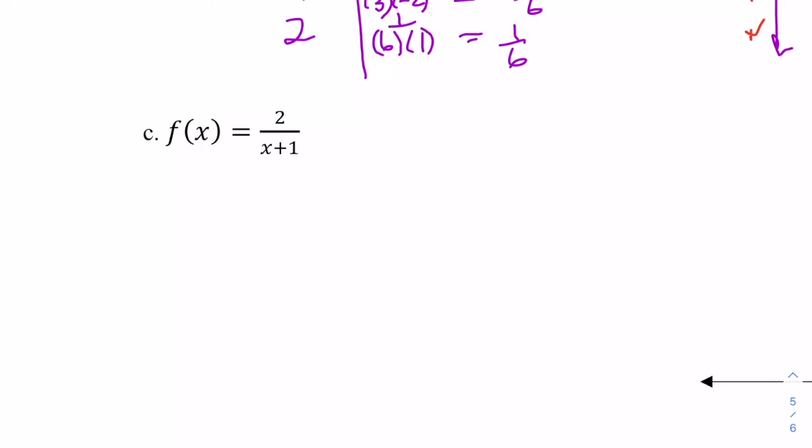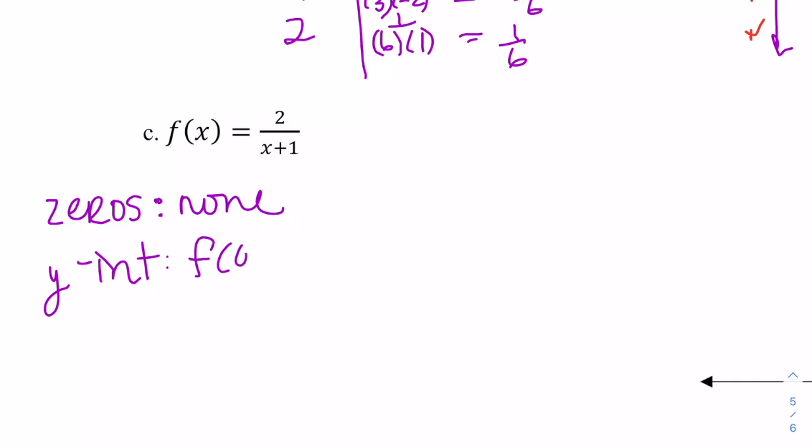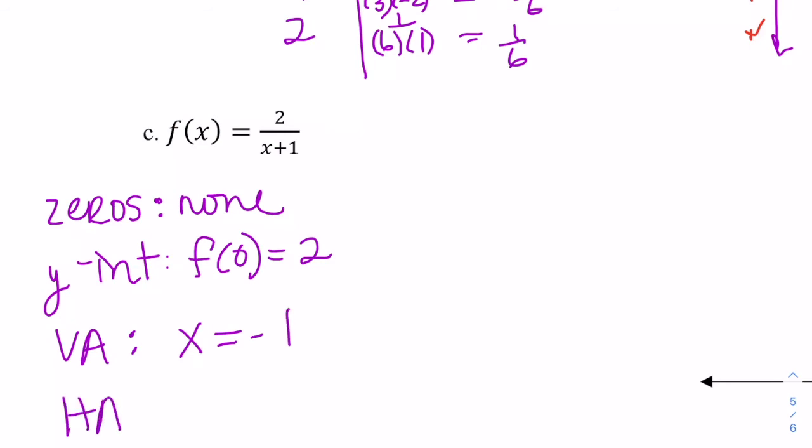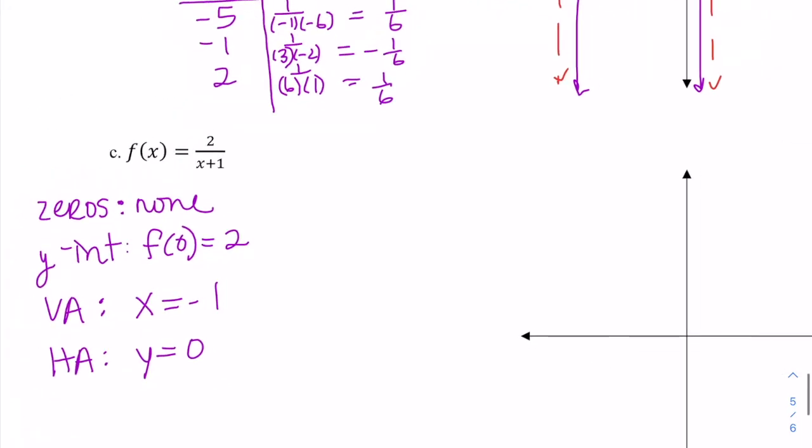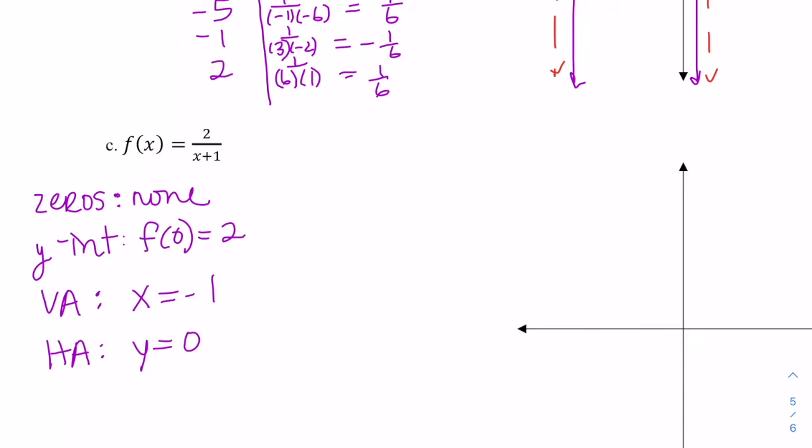Well, you can see right away that you're going to have a vertical asymptote. And you can probably see right away that there's not going to be any zeros. If I want to find the y-intercept, I'll just plug in 0 here, and that's going to equal 2. So the equation for the vertical asymptote is when we set the denominator equal to 0, so that'll be negative 1. And we know that the horizontal asymptote will be y equals 0 because the degree is bigger in the denominator. So let's just graph this.